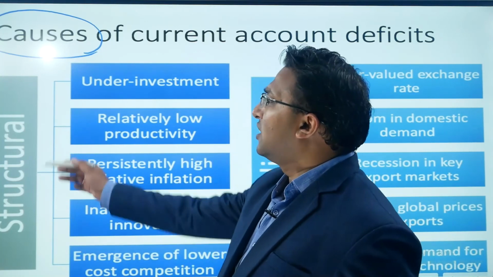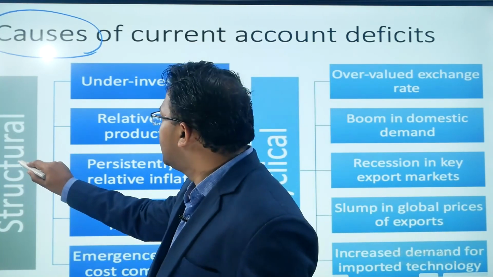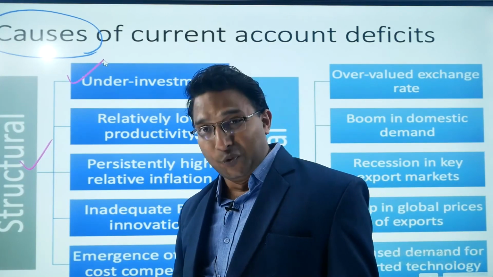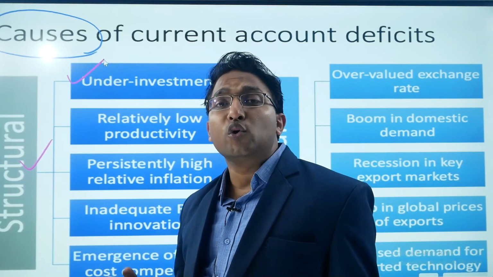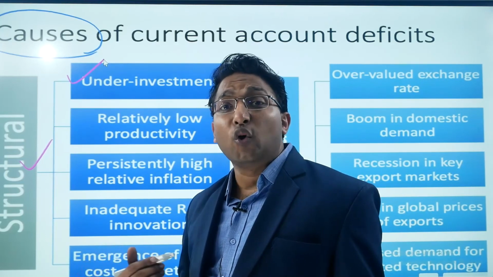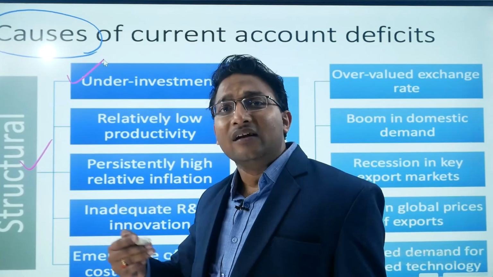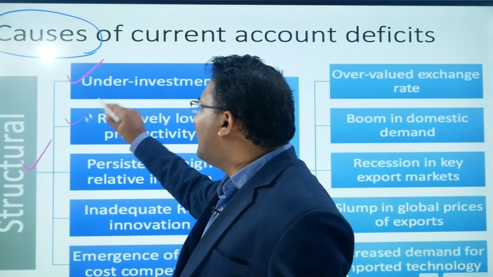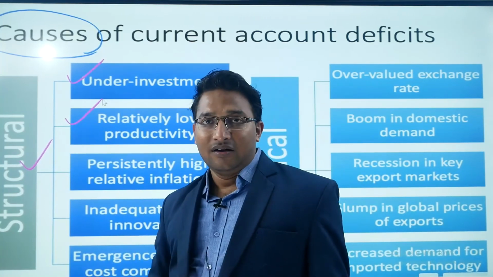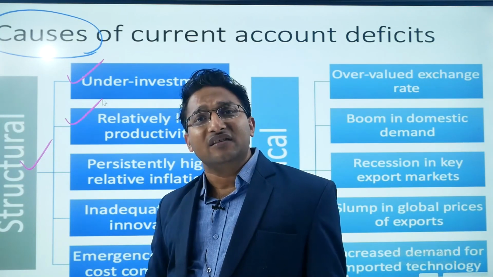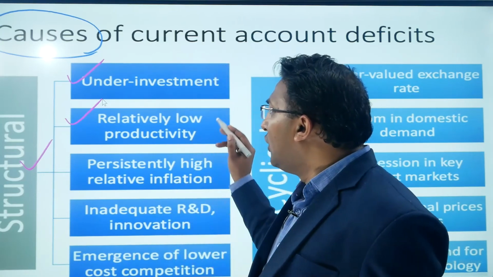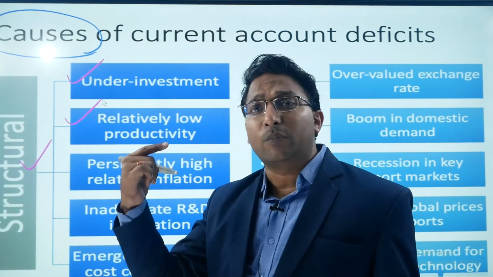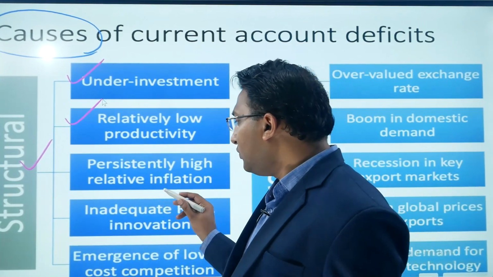Now coming to the structural causes. So structural causes include, first of all, underinvestment. Our infrastructure is very, very poor. We are not able to provide cost-effective electricity. The condition of roads is very poor. So because of all that, the cost of production increases. Relatively low productivity. Our labor is not that much skilled, right? There is huge rigidity in the labor laws. So because of that, the labor productivity is very, very low. Not only the labor productivity, but also the technology productivity is very, very low.